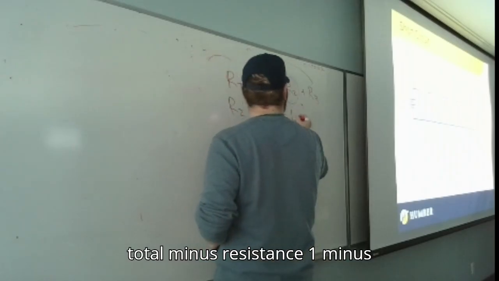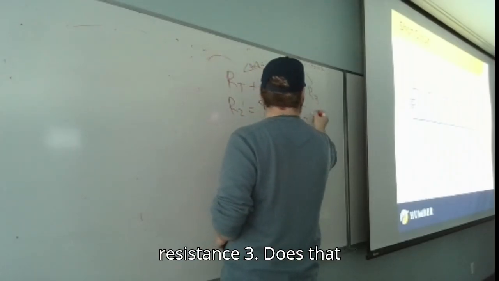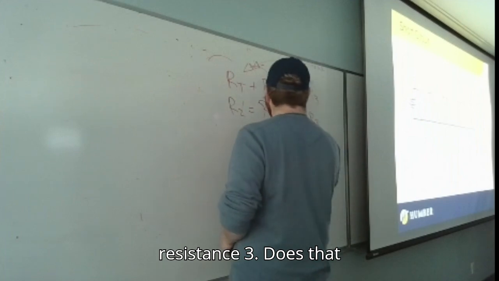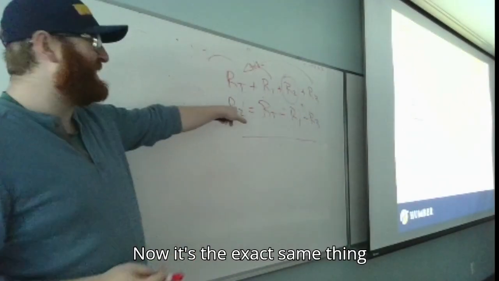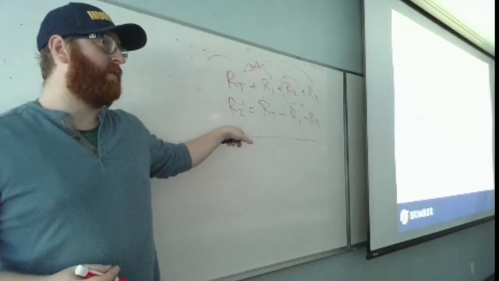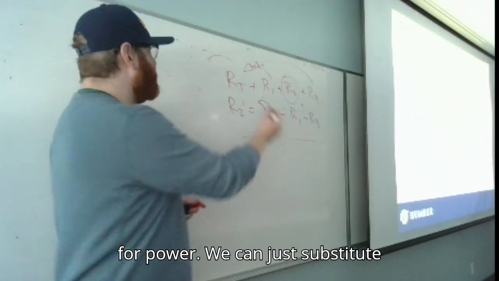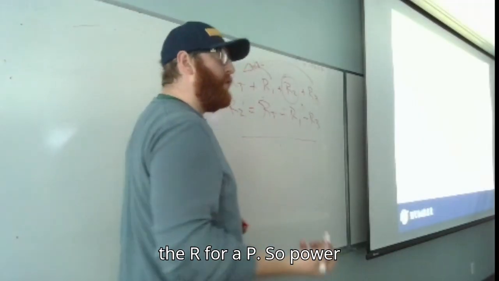Resistance total minus resistance 1 minus resistance 3. Does that make more sense? Yeah? Okay. Now it's the exact same thing for power. We can just substitute the R for a P.